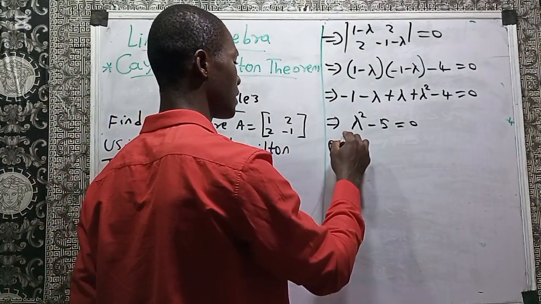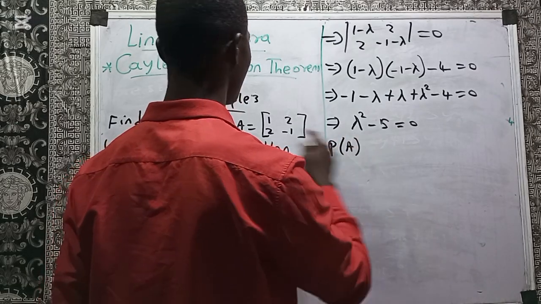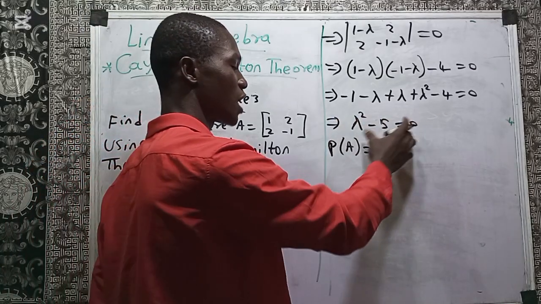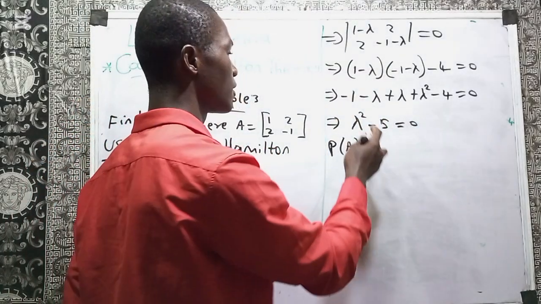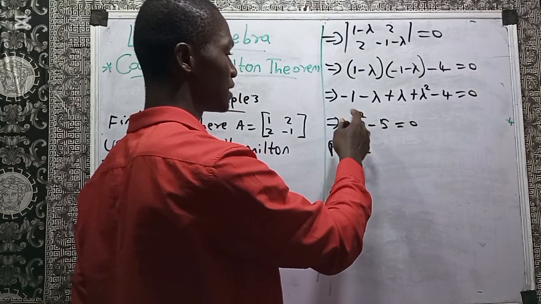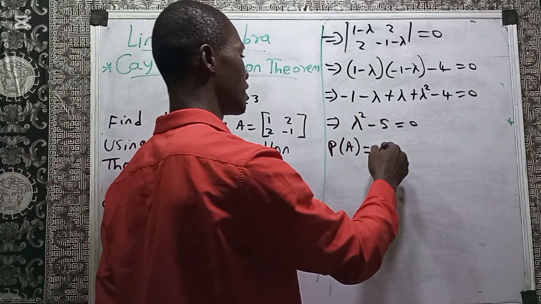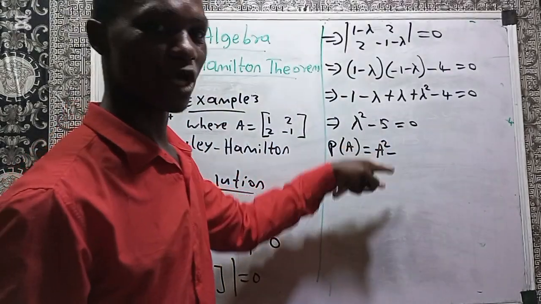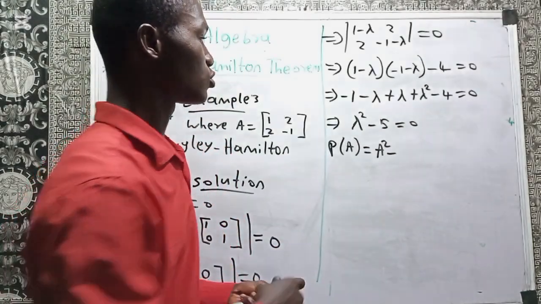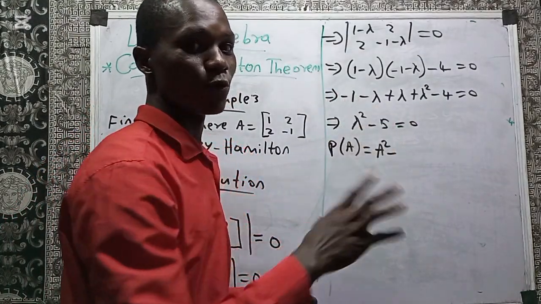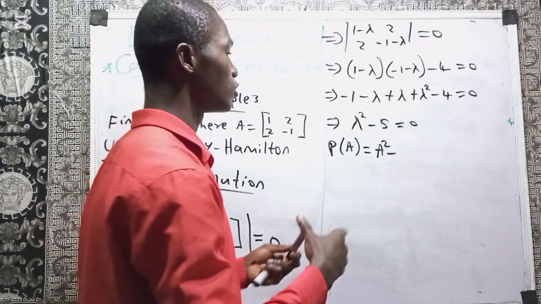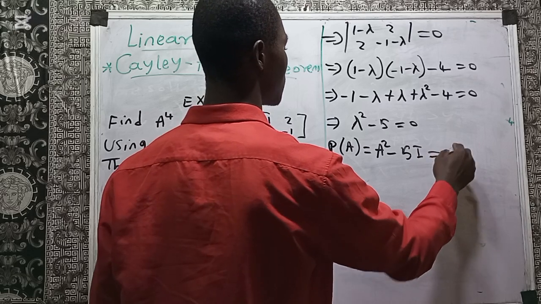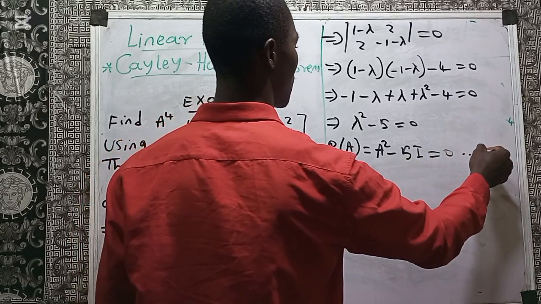Then by Cayley-Hamilton theorem, this matrix A will satisfy this characteristic equation. So if you plug in A for lambda, this will be equated to 0, right? So you replace this lambda with matrix A. So you have A squared minus, but you have a constant here. Since you have A squared, the square of any matrix will give you another matrix, and we cannot subtract a constant from a matrix, so the only solution is to multiply it by the identity matrix. Instead of 5, we have 5I, then equated to 0. So we can call this equation 1.